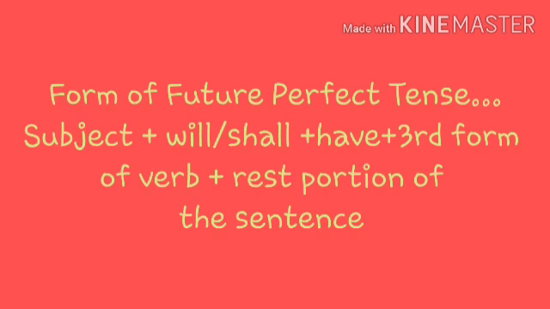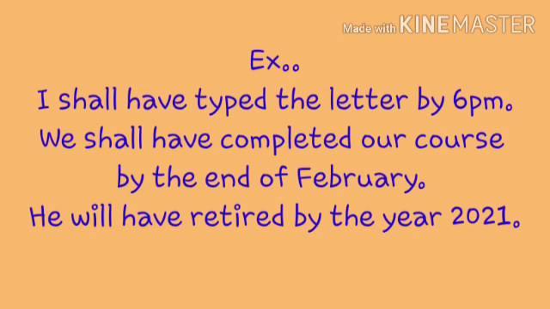Now, what is the form of future perfect tense? The form of future perfect tense is subject, then will or shall plus have, then third form of the verb, that means the past participle form of the verb, and then the rest portion of the sentence. Remember, we have to always add have in the future perfect tense. Now look at these examples.